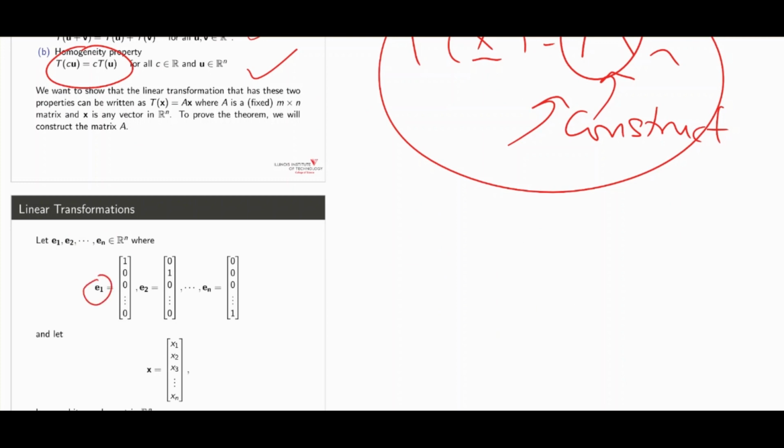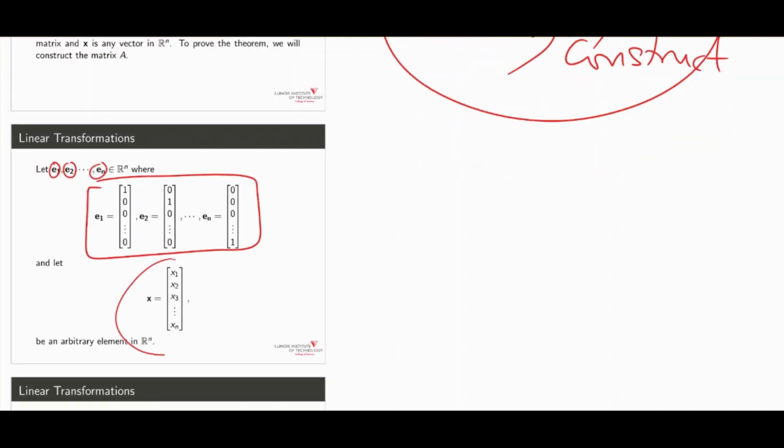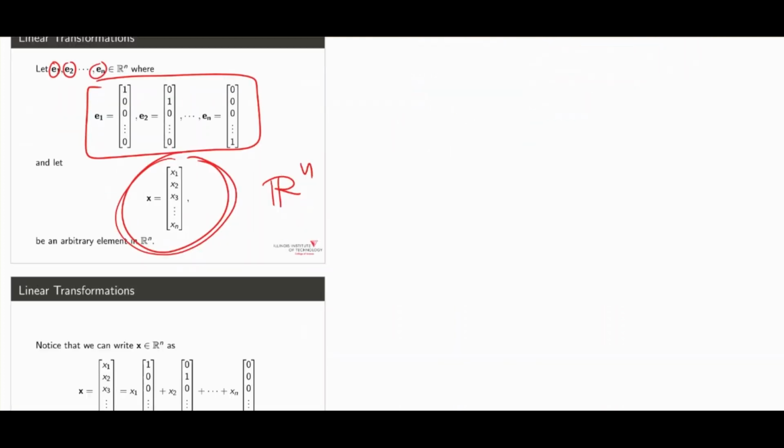Just remember the E1. It's an n by 1 column vector, in which everything is 0 except this position, where we take the value of 1. So E1 is a vector that looks like this. E2 is a vector that looks like this. And all the way to En, that's a vector that looks like this. Okay, so we have n vectors that are in Rn. And if you have these n vectors in Rn that look like this, then it's easy to see that if you have a vector, which is again a vector in Rn, you can easily see that this vector can be expressed as a linear combination of all these vectors E1, E2, all the way to En here, right?